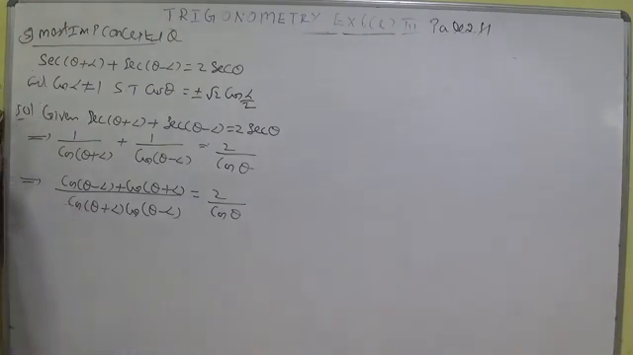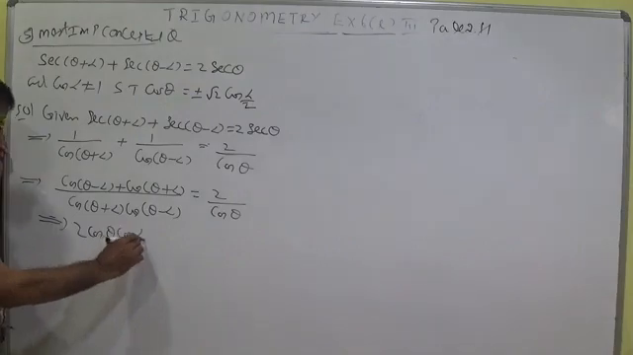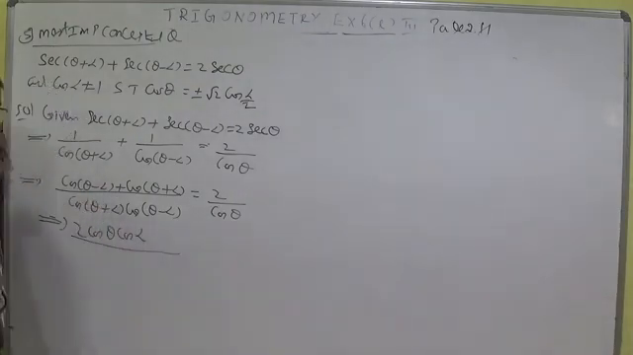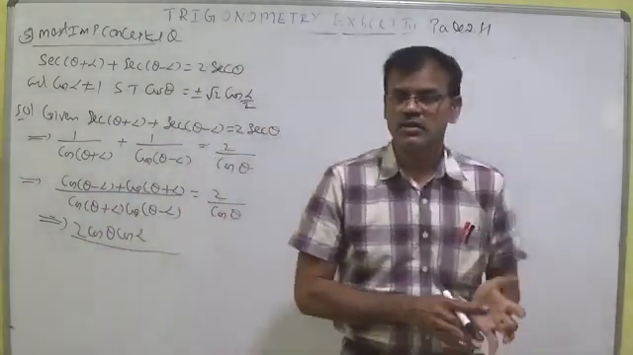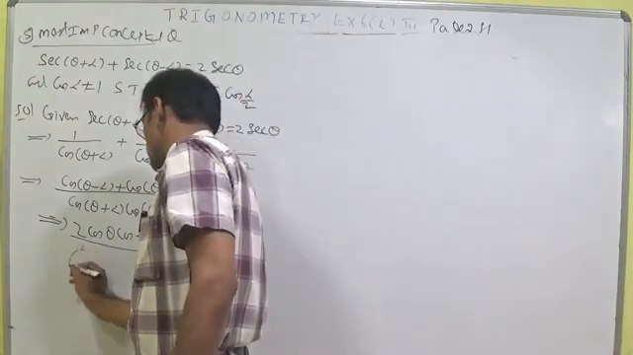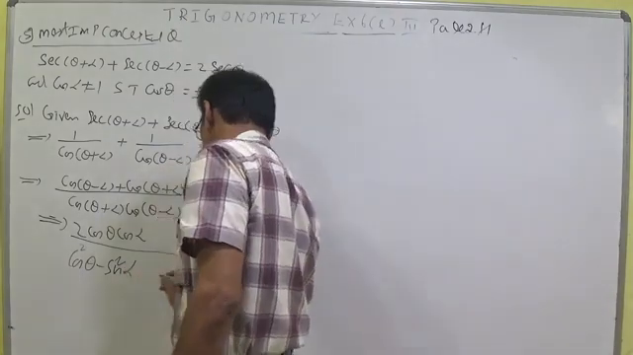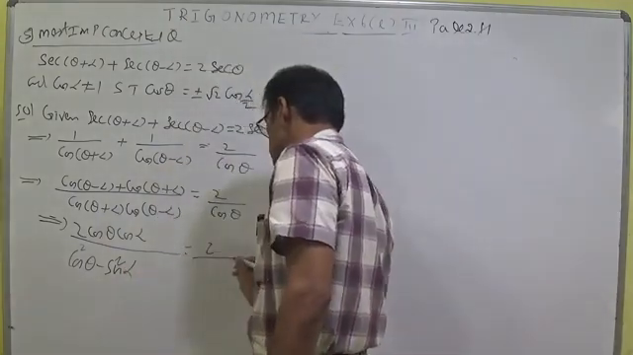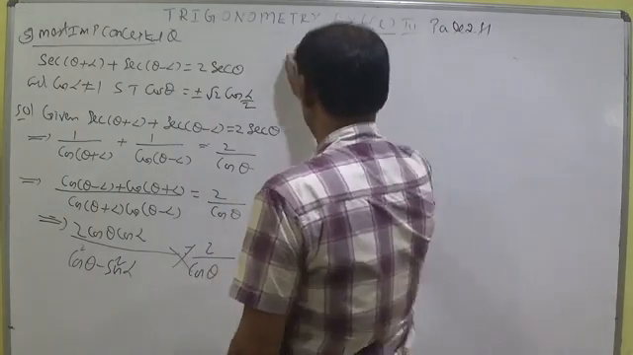We know the formula cos of A plus B plus cos of A minus B is 2 cos A cos B. So this is 2 cos theta cos alpha. And here you should remember the formula cos of A plus B into cos of A minus B as cos square A minus sin square B. Now write like this. This is cos square theta minus sin square alpha is equal to 2 by cos theta. Take cross multiplication.